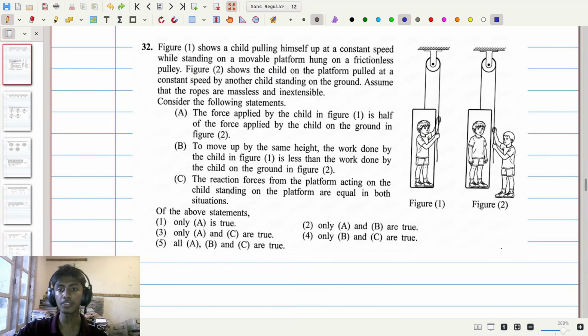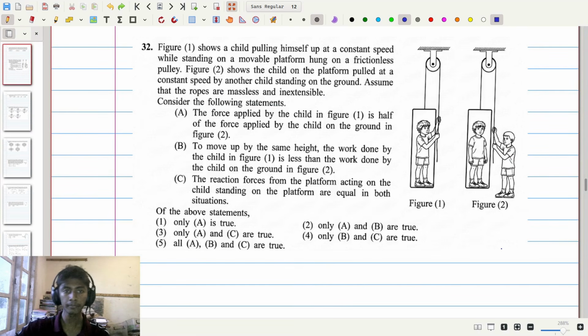So in this case we can see this child is being moved upward at a constant speed by a force in the rope, and the same force in the rope is being applied onto the second child. However, since the second child is not moving upward, we have to conclude that this child must be heavier than the first child, and therefore the force being applied upward on the child is not enough to lift the child up. So anyway, the question then says, assume that the ropes are massless and inextensible, and given that, consider the following statements.